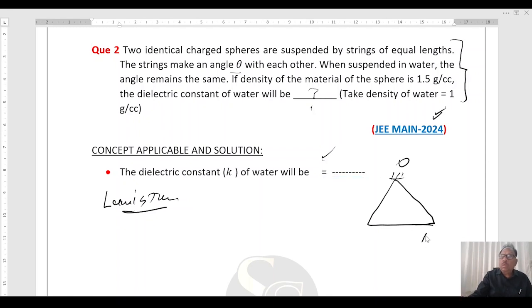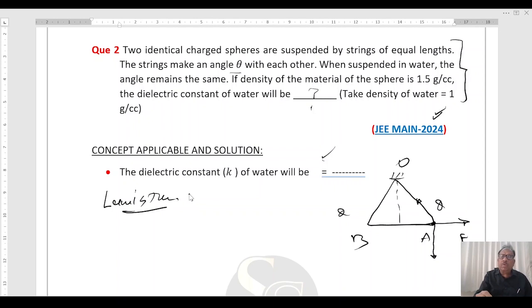O, A, B. These are the two charges, identical charges. Say this is Q, this is Q. Electrostatic repulsive force. Weight is acting vertically downward. Tension in the string.